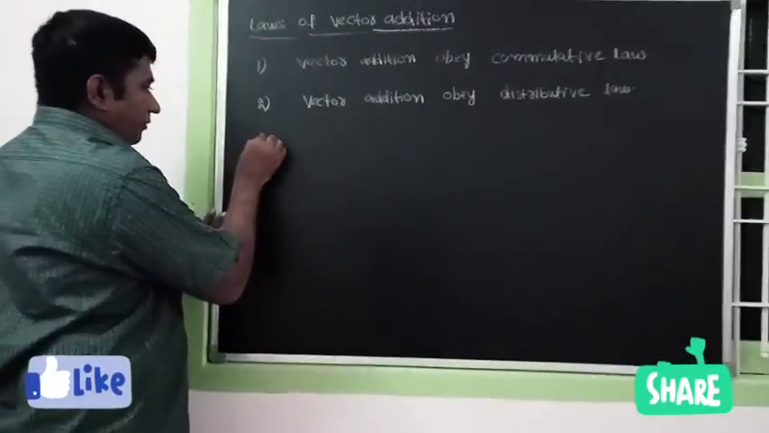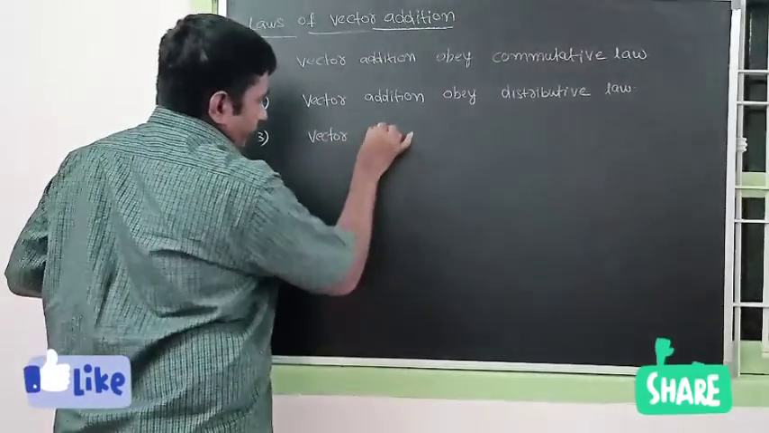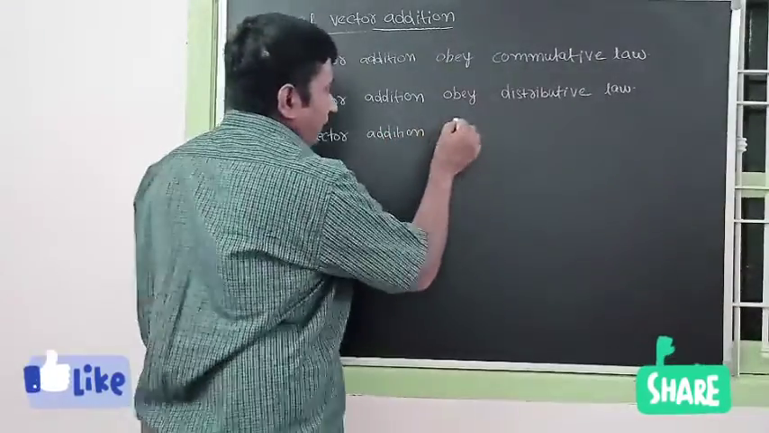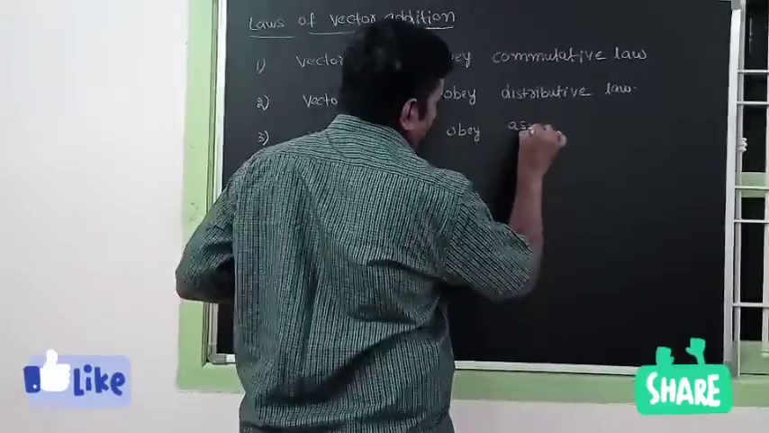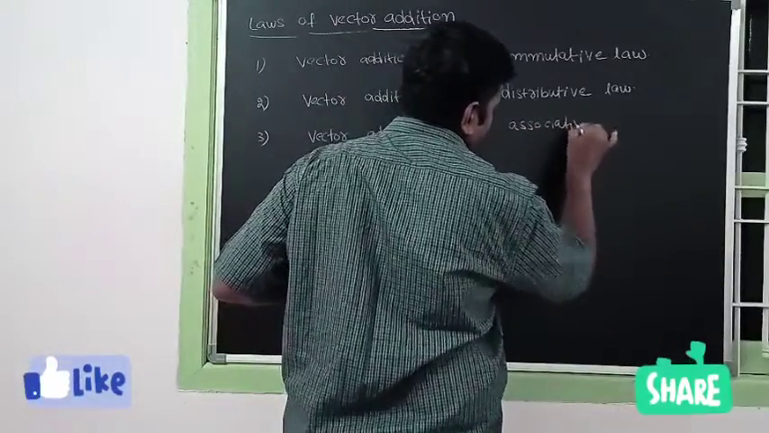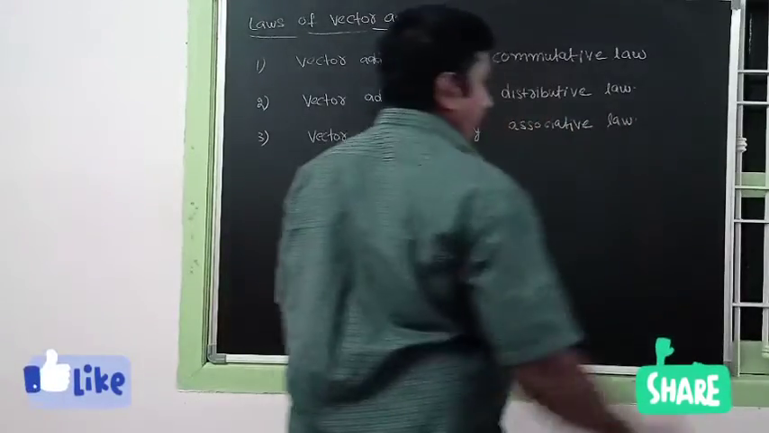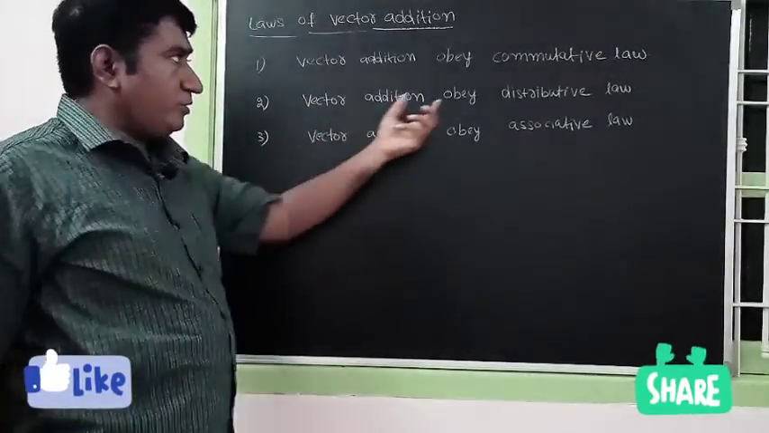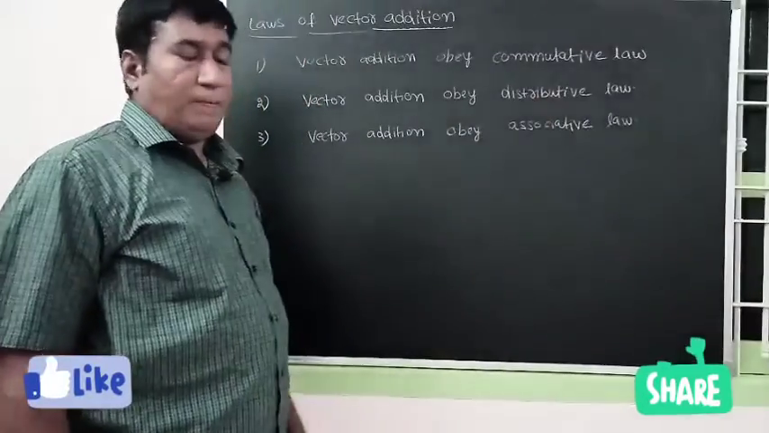The same way, third one: vector addition obeys associative law. I think in mathematics we have also heard of the commutative, associative and distributive laws.